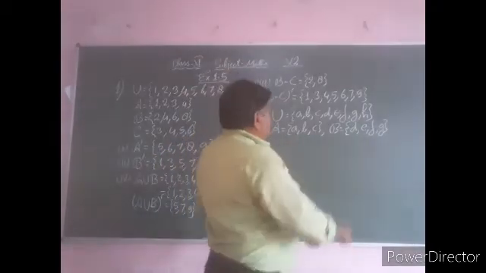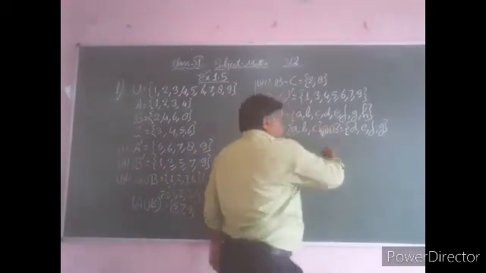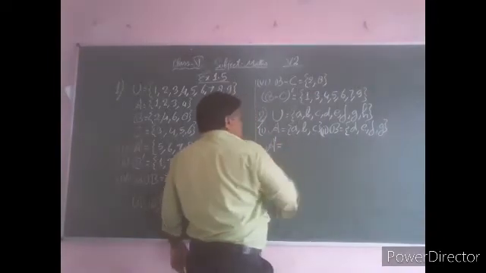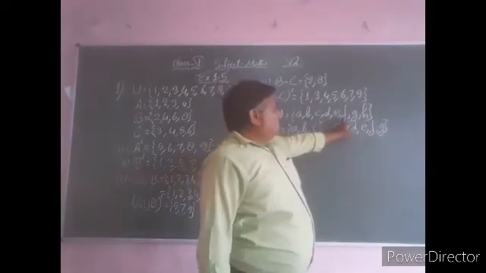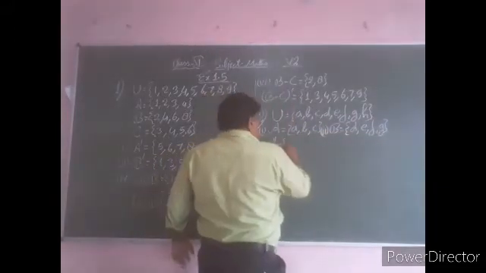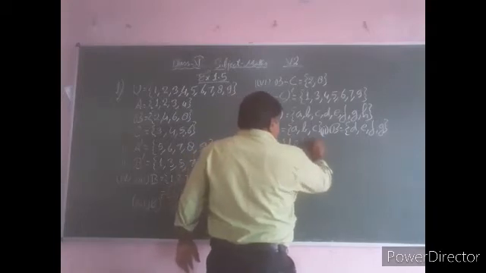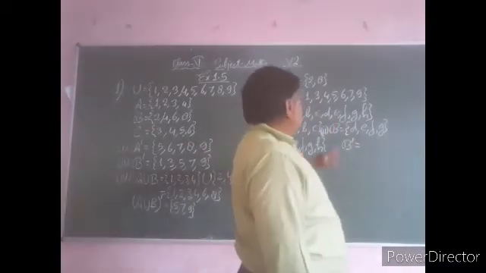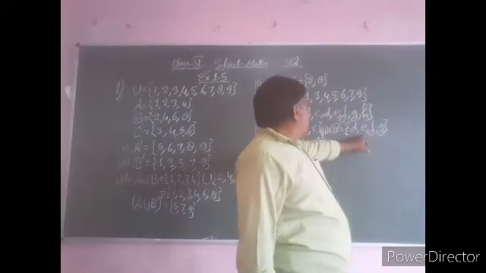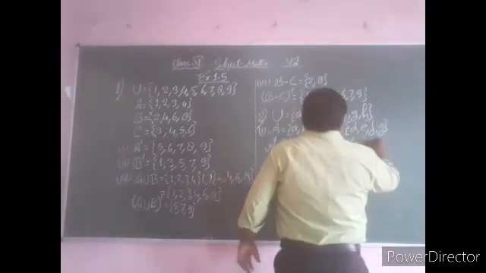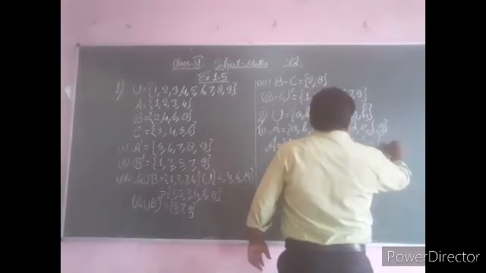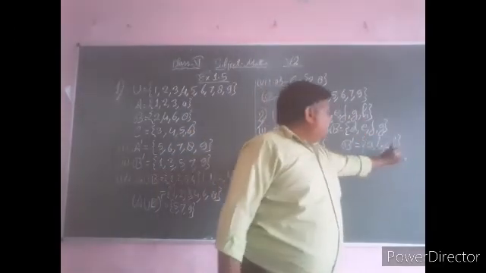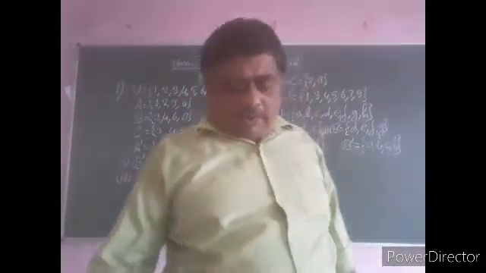First A is equal to ABC and second one is B is equal to D, E, F, G. So A complement is equal to D, E, F, G, H. Here B complement: D, E, F, G is common, so B complement will be A, B, C, H. So this is B complement.